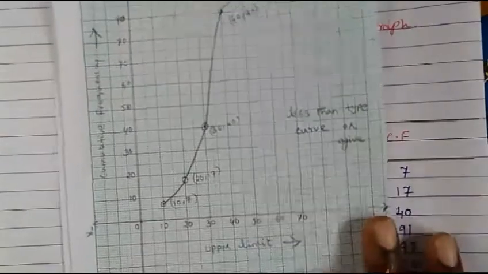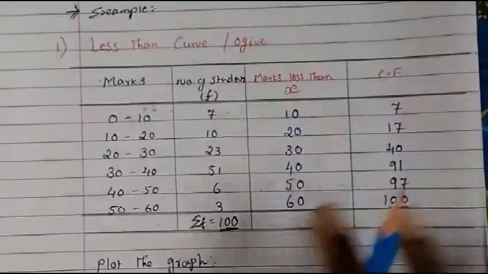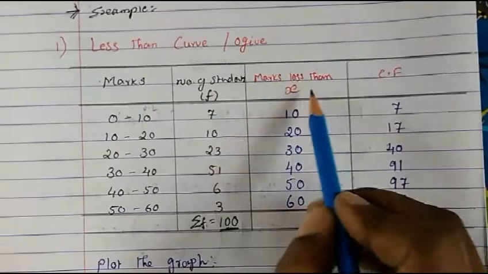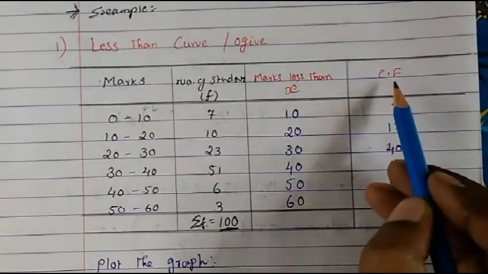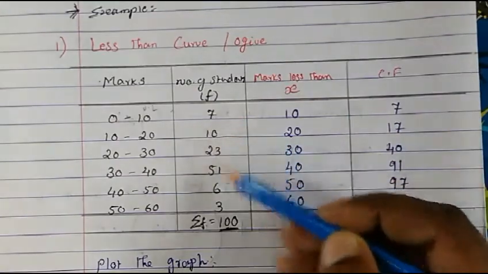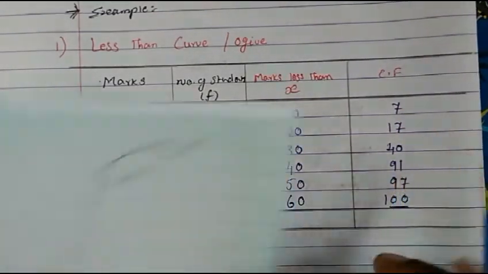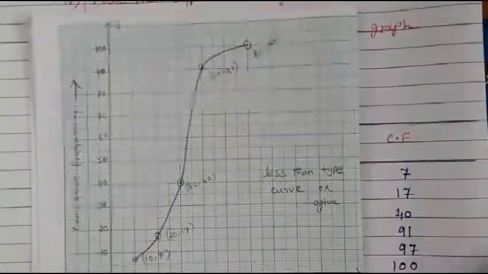Okay, so this is the graph. That's what we have to do. So, less than type or ogive: the question will be given to you. You have to just prepare the marks, meaning less than. Less than means you just copy down the upper limit. Then you have to prepare the CF, one after another, going on adding. Both you plot in the graph, and with a free hand you just draw the curve.